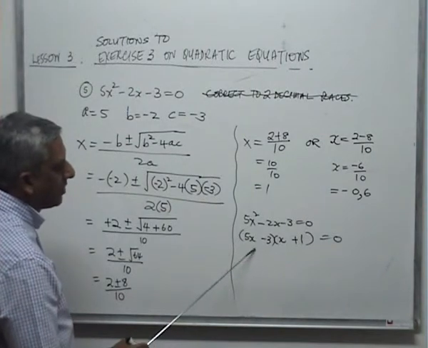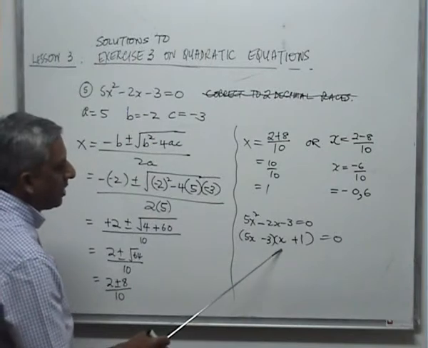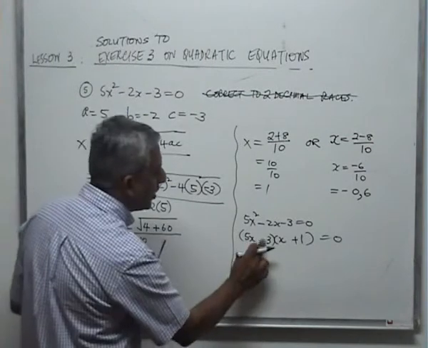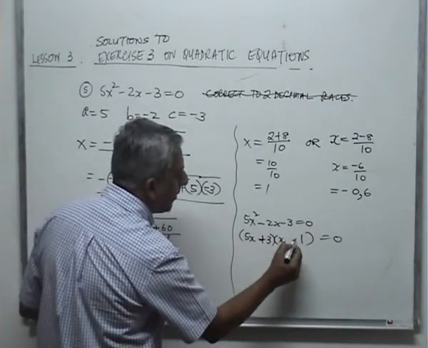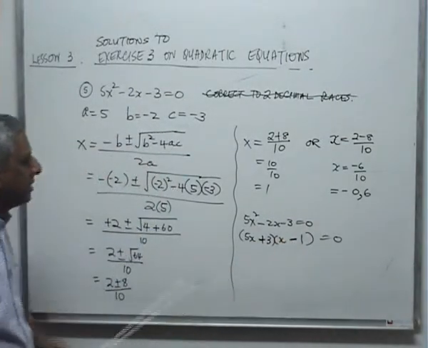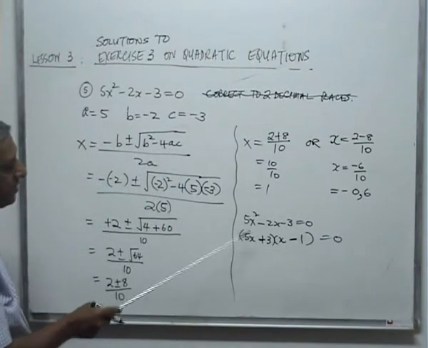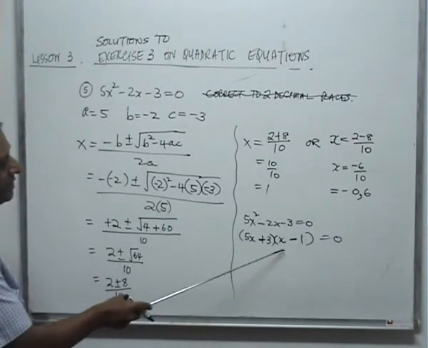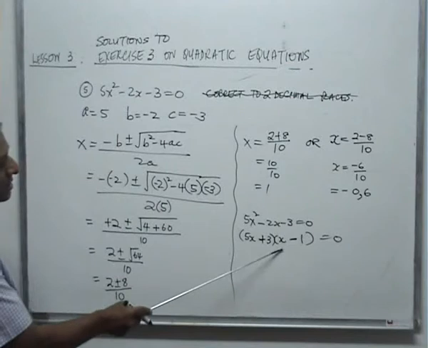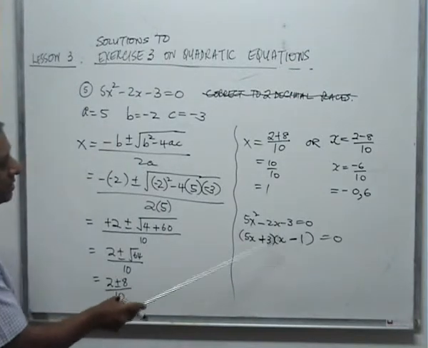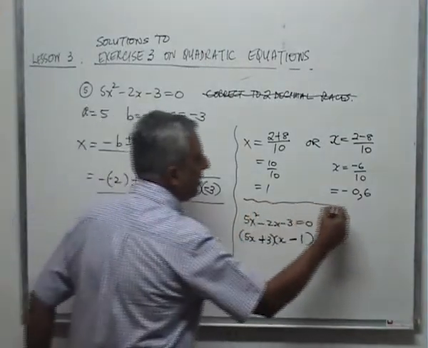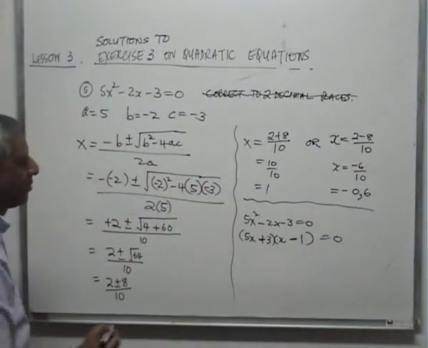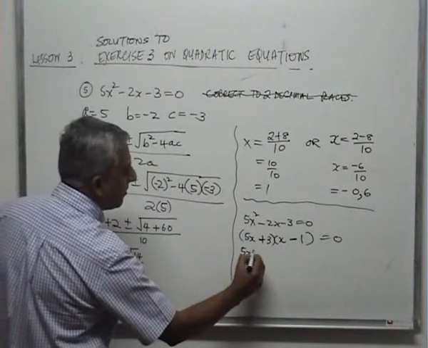Let's see if it's correct. 5x squared, yes. Minus 3x. Now you put your plus here and you put a minus here. There are the factors. You see, it factorizes: 5x plus 3 into x minus 1. That's 3x, that's minus 5x, minus 2x. Yes.